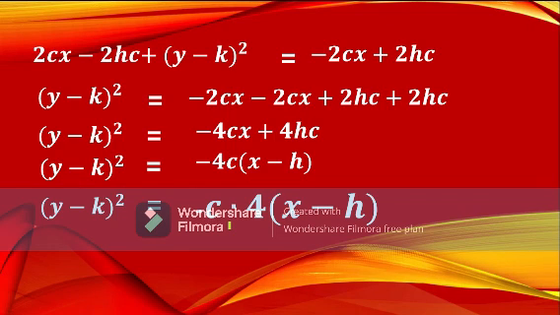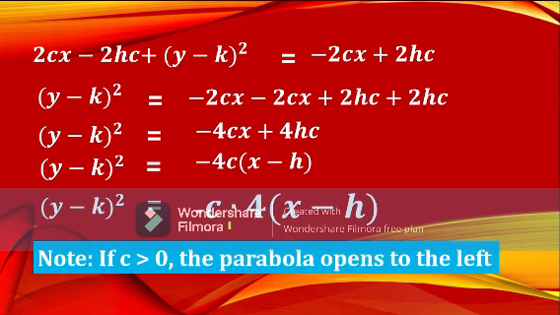Okay. So we have, note, if c is greater than 0, the parabola opens to the right. If c is less than 0, correction for this one, the parabola opens to the left, less than 0 because it's negative.